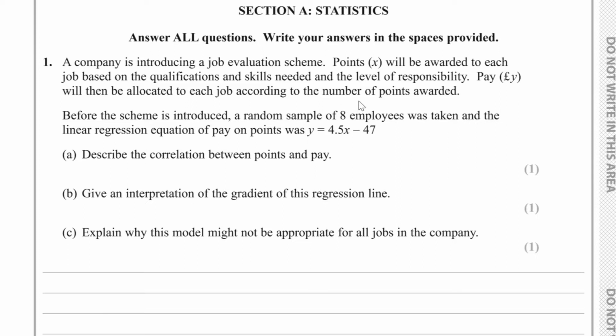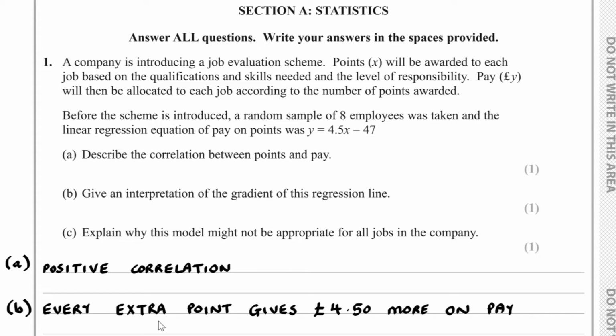Well, because we have a positive gradient here, as x increases, y would also increase. And so here for part A, we have a positive correlation. And then for part B, we have to give an interpretation of the gradient of this line of regression. Well, we can see that for every extra point, that would give £4.50 more on pay.